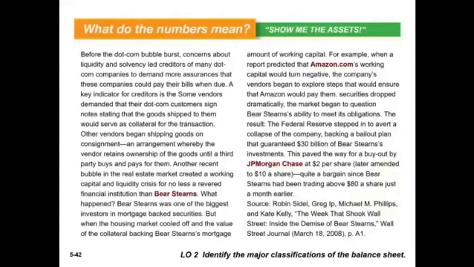Okay, you could read this article. It's about before the dot-com bubble. Concerns about liquidity and solvency led creditors of many dot-com companies to demand more assurance that these companies could pay their bills when due. A key indicator for creditors is that some vendors demanded that their dot-com customers sign notes stating that the goods shipped to them would serve as the collateral for the transactions. Okay, so if you really think about it, your suppliers, the companies that supply goods and services, are the best people who know how to evaluate a company.